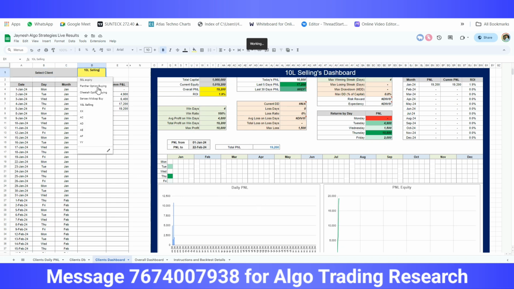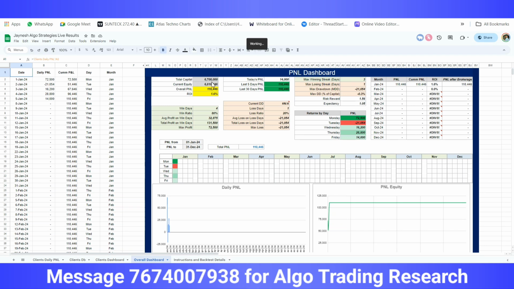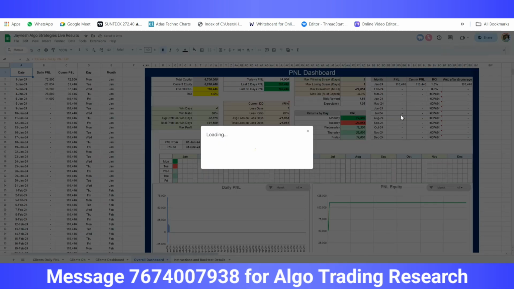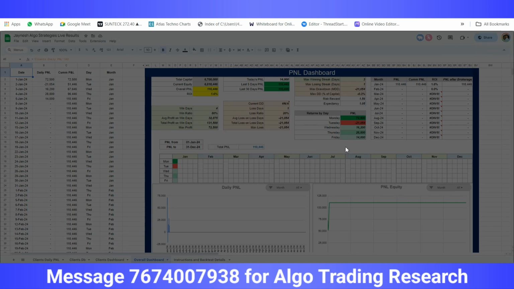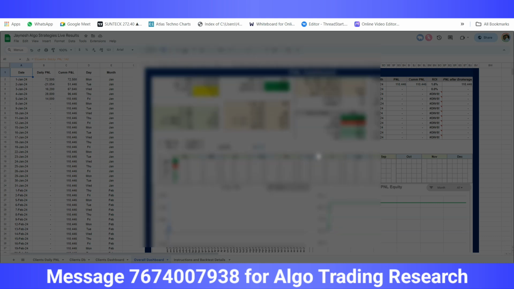Now as you can clearly see, total capital deployed is 67 lakh rupees, and the current equity is approximately 68 lakh rupees, and approximate overall PNL in the last week was approximately 1.6% or 1 lakh 10,000 rupees profit. So this is a trading journal that you can track for all of my algo services that I provide. If you have any queries, you can let me know in the chat box.